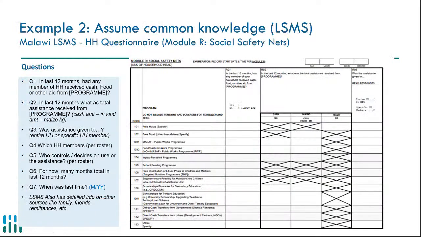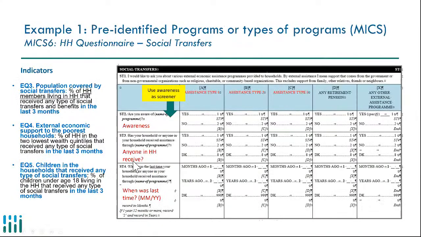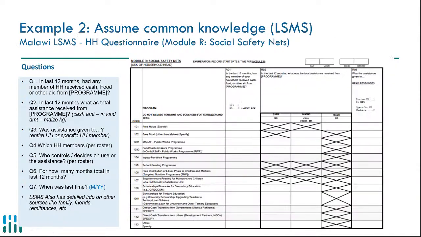Also, a similar example from the LSMS, but in the interest of time, I won't go into this. But you will notice looking at the questions from within the LSMS, they do ask a little bit more detail, and the recall window is different, 12 months here, and the questions at the household level. And importantly here, just wanted to point out that they do identify who the benefit was given to. And here in the MICS, actually, they don't identify the specific individual, though they do identify whether anybody received it or tried to identify that information.